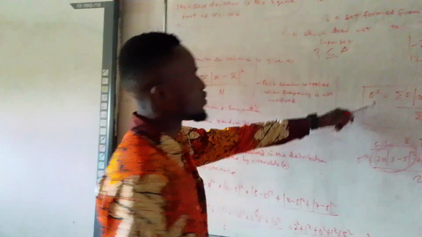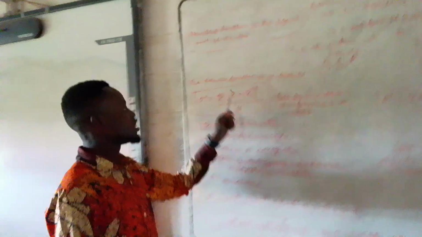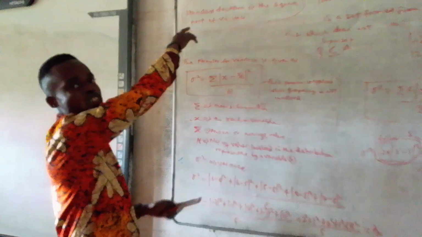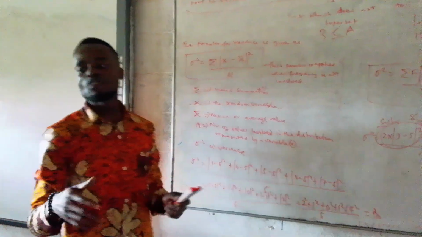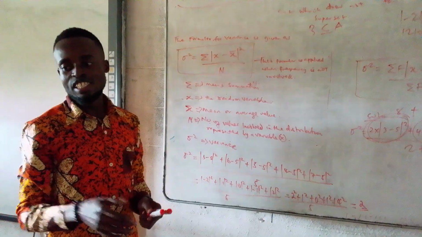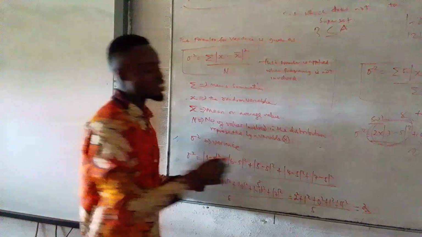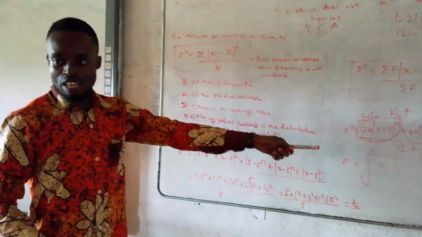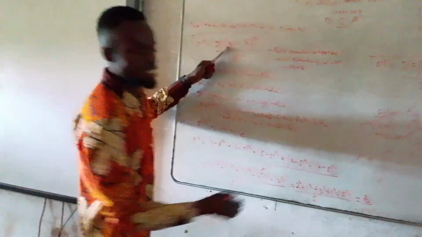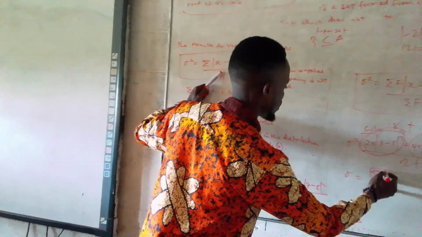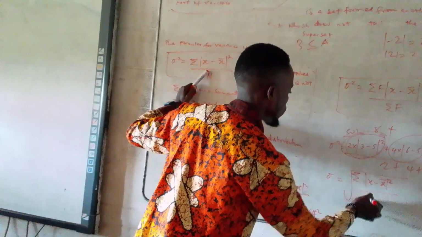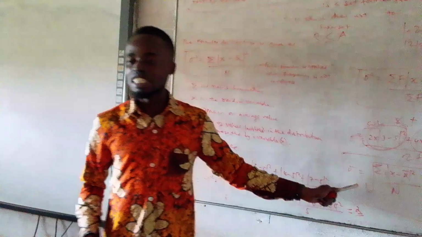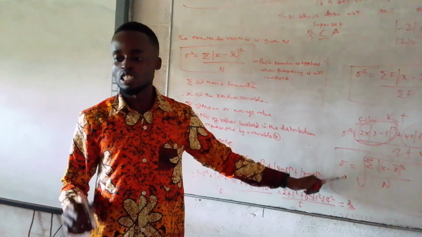Alright. So this formula is for variance when frequency is involved. While this one is for variance when frequency is not involved. So based on what you have just said, if you want to write down the formula for standard deviation, since standard deviation is the square root of variance, it's going to be standard deviation equal to square root of summation of x minus x bar squared over n. So you apply this formula to calculate the standard deviation when frequency is not involved.